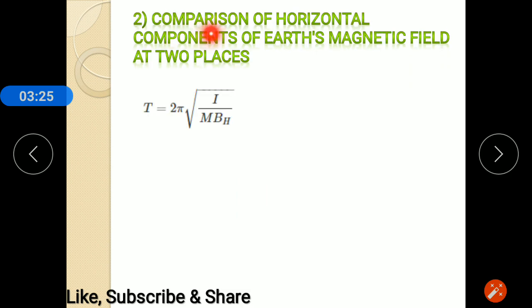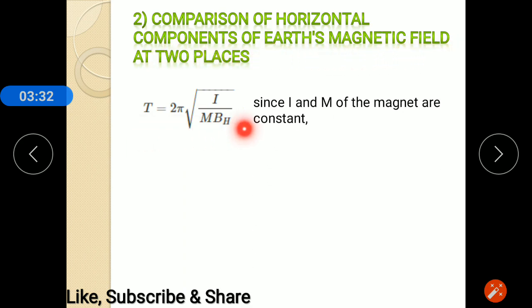Next, we can use the vibrational magnetometer to compare the horizontal component of the earth's magnetic field at two places. For that we use the same time period equation. Since I is the same, because the moment of inertia of the bar magnet is the same, and we use the same bar magnet at both places, its dipole moment is also the same. So how do we measure? Fix any place, put the vibrational magnetometer there, measure its oscillation, and note the time period.